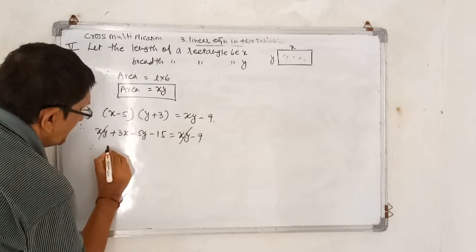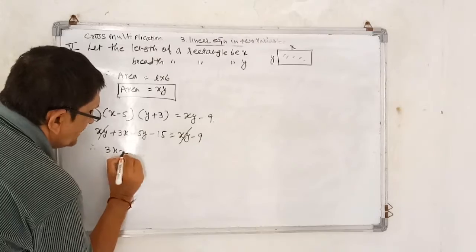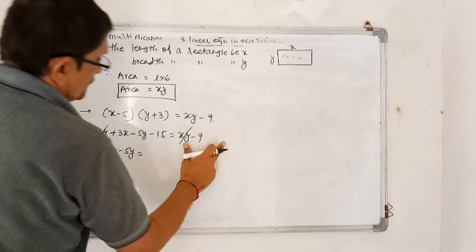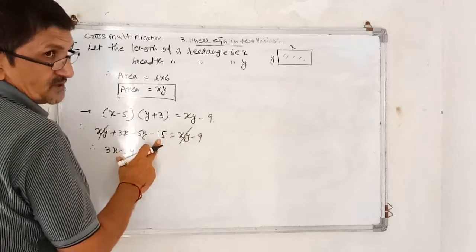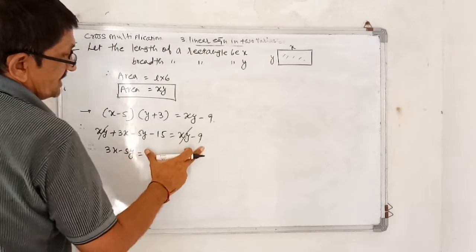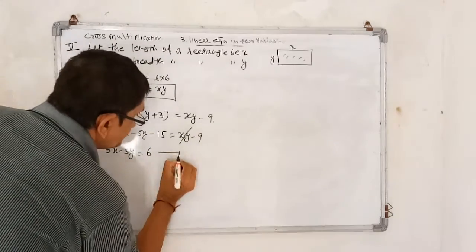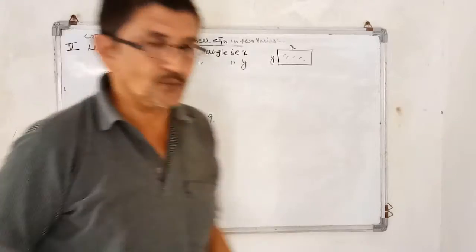xy cancels. So this is 3x minus 5y. 15 we are changing to the opposite side, so 15 becomes positive. 15 minus 9, okay, so it is 6. So this is the first equation.